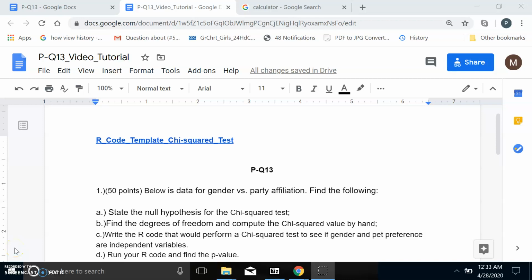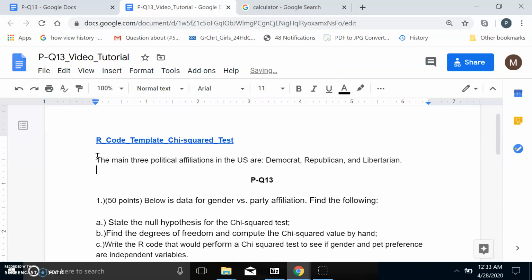Okay, so let's do practice quiz 13. Before doing that, let me just mention a few things here. The main three political affiliations in the US are Democrat, Republican, and Libertarian. Okay, let's look at a question now.